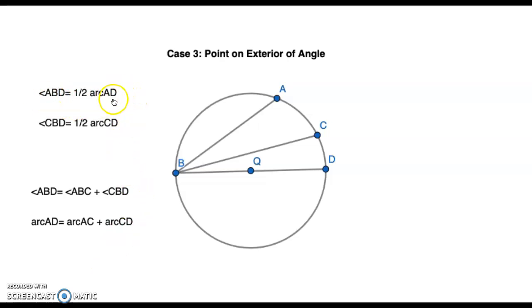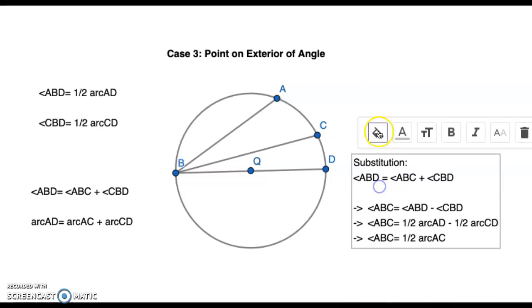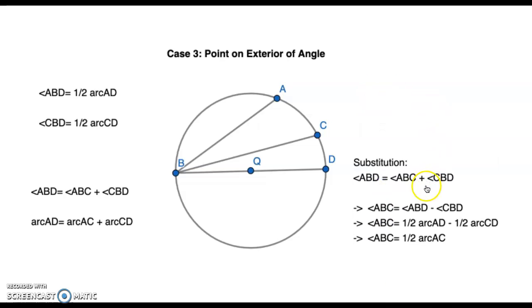We now know what these two angles are equal to, so we can start plugging that in. But the only difference between this case and case 2 is that before we substitute, we first have to move some stuff around, because we're no longer looking for this larger angle. We're looking for one of the angles that is used to find the sum of it. So what we would do is move some of the equation around. We're trying to get this angle ABC.